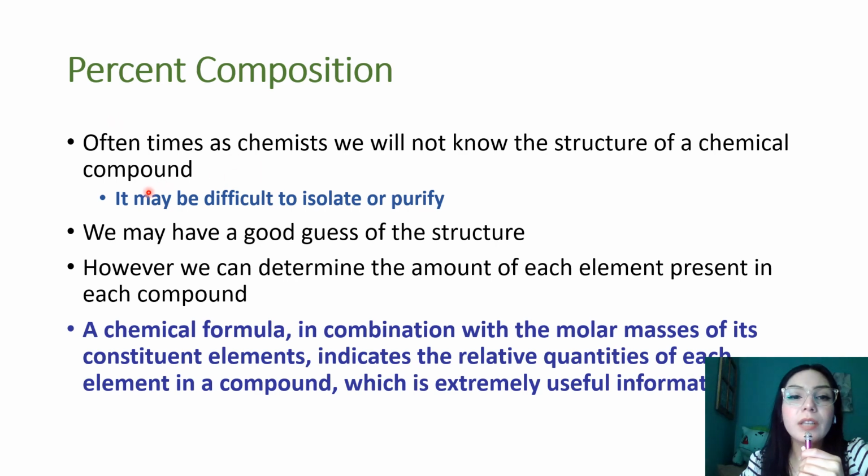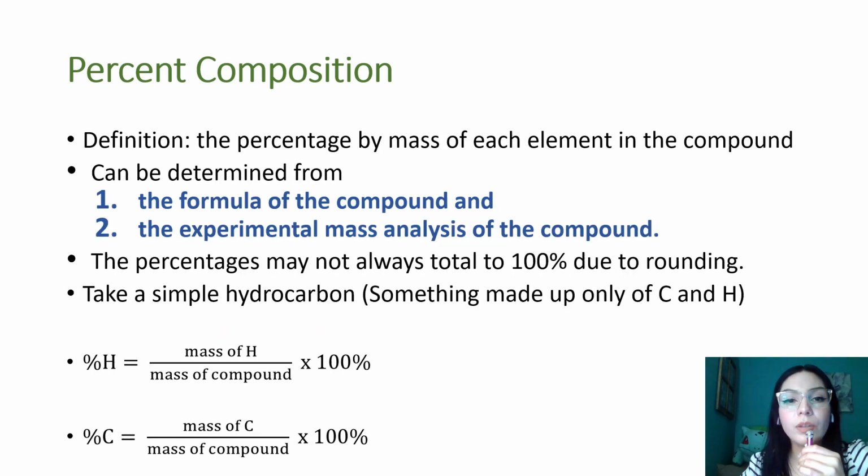So although in certain cases we may not have the structure of a certain chemical compound for whatever reason, we can determine the percentages, so the relative amounts of the elements in that compound, and this information is very useful to scientists. So the definition of percent composition is the percentage by mass of each element in the compound.